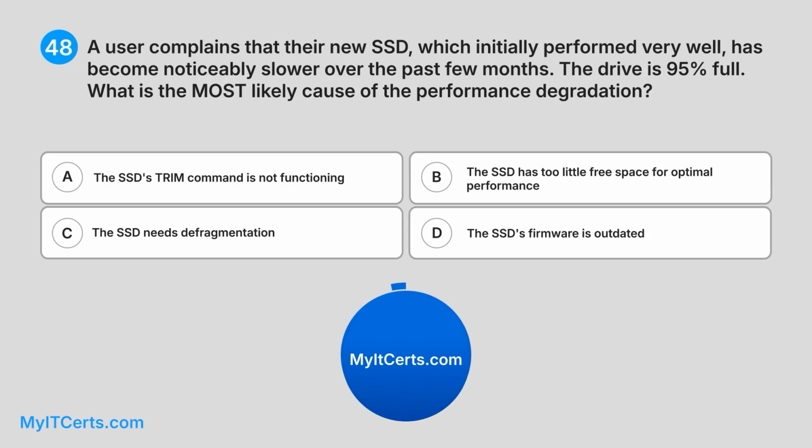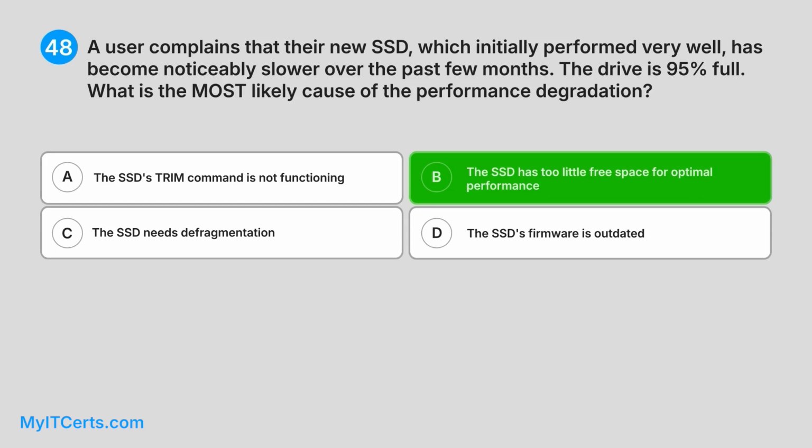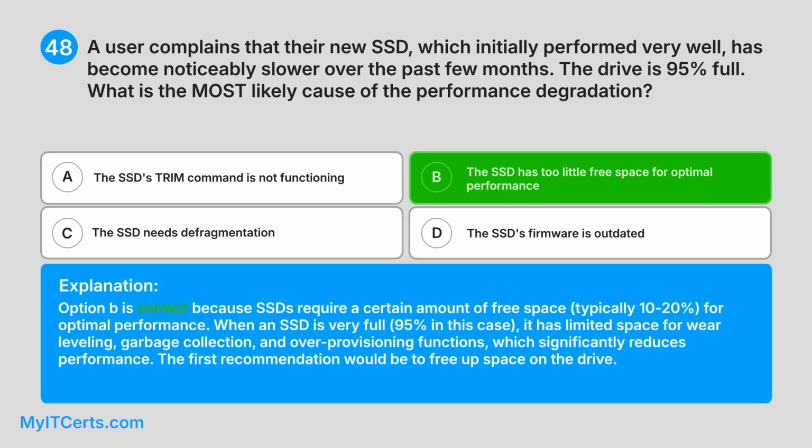Correct answer. B. The SSD has too little free space for optimal performance. Explanation. Option B is correct because SSDs require a certain amount of free space, typically 10 to 20%, for optimal performance. When an SSD is very full, 95% in this case, it has limited space for wear leveling, garbage collection, and over-provisioning functions, which significantly reduces performance. The first recommendation would be to free up space on the drive.